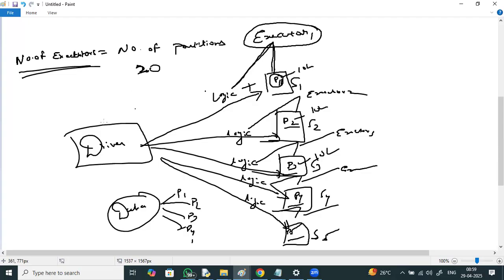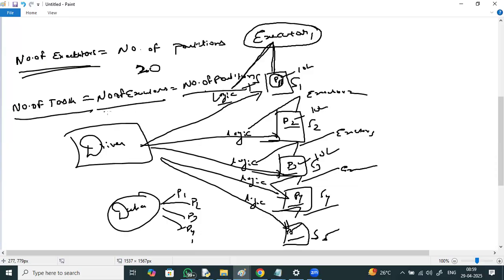See here, what is your task? Processing this partition along with the logic. So can I say the number of tasks equals the number of executors, equals the number of partitions? How many tasks depends on the number of partitions, and that depends on the number of executors. However many partitions, that many executors, that many tasks. So in Spark, the number of tasks equals the number of partitions, which equals the number of executors.